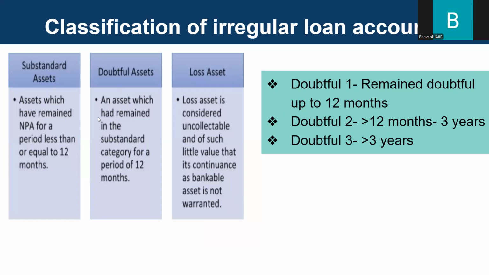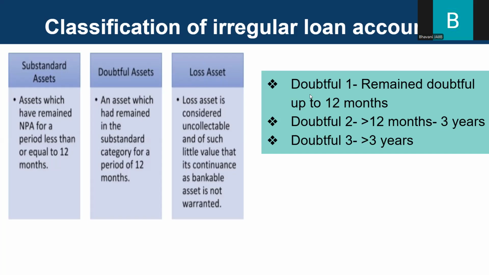Substandard assets are the assets which have remained NPA for a period less than or equal to 12 months. Doubtful assets have remained in the substandard category for a period of 12 months. Loss asset is considered uncollectible and of very little value, that its continuance as bankable asset is not warranted, which means this loss asset is not considered as an asset to the bank anymore.